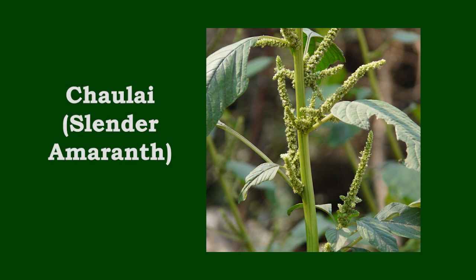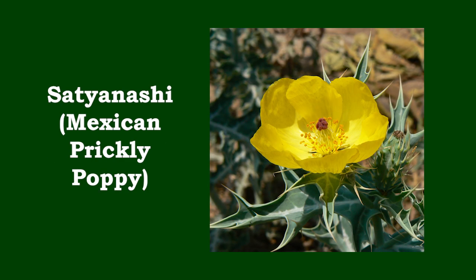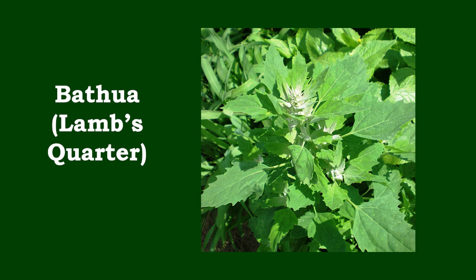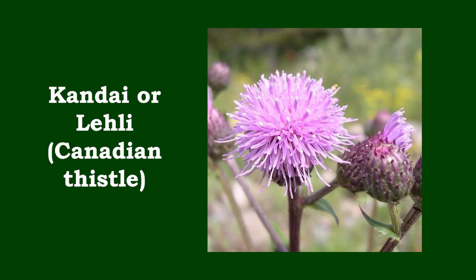Viewers, on your screen now, you will be able to visualize the list of common weeds associated with different vegetable crops. Some common weeds associated with solanaceous vegetables like tomato, potato, brinjal, chili, etc. are cholai, also known as slender amaranth, satyanashi, also known as Mexican prickly poppy, bathua, also known as lamb's quarters, kandai or lehli, also known as Canadian thistle, and doob, also known as Bermuda grass.